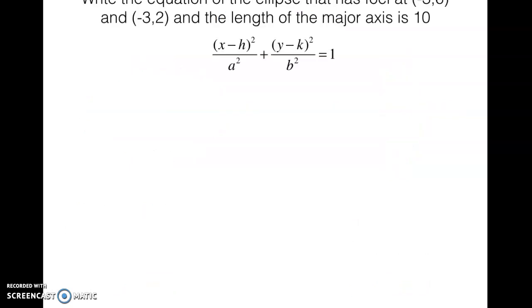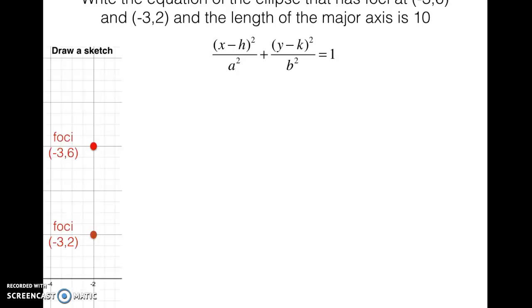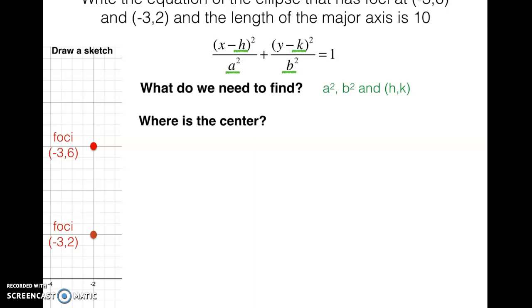Write the equation of the ellipse that has foci at (-3, 6), (-3, 2), and length of the major axis is 10. We're going to start off by drawing a sketch. The sketch is going to help us determine what we need to find. So we need h, k, a squared, and b squared. Where is the center? When I look at my sketch, I determine that the center is halfway between the focal points. So that is (-3, 4).